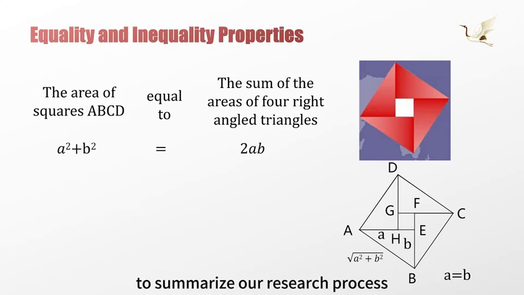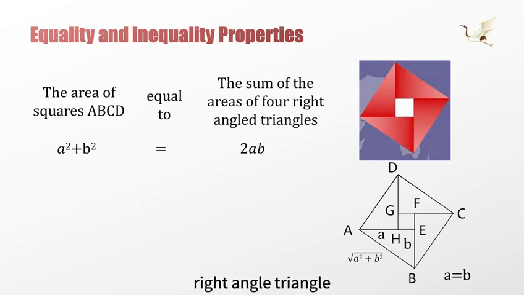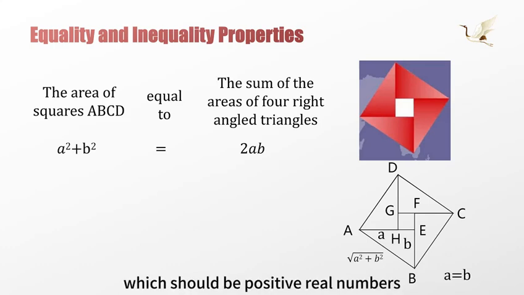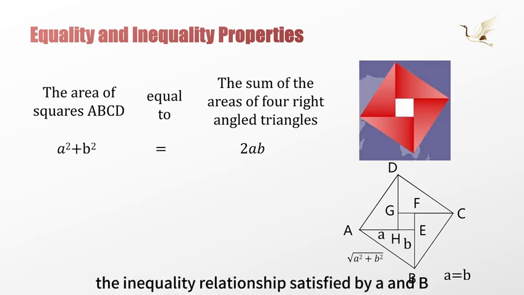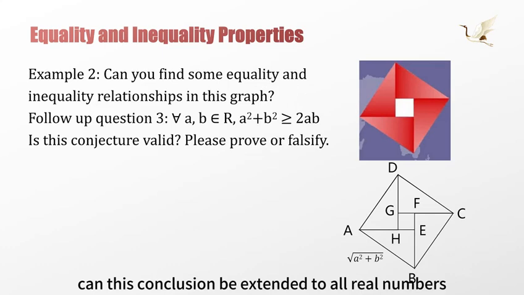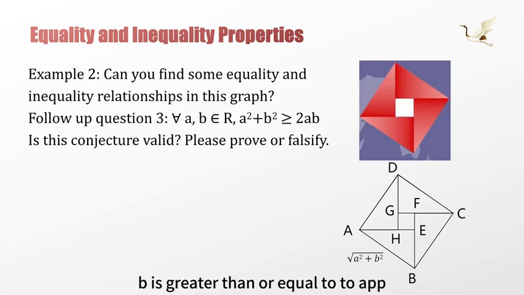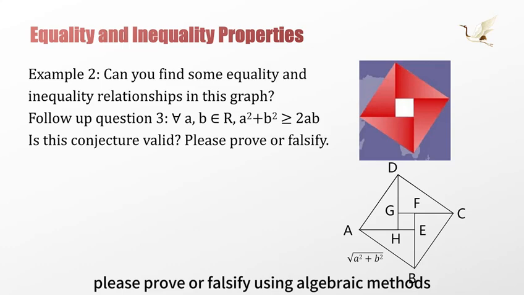To summarize our research process, a and b are the leg lengths of a right-angled triangle, which should be positive real numbers. The inequality relationship satisfied by a and b is that the sum of a squared and b squared is greater than or equal to 2ab. Can this conclusion be extended to all real numbers? That is to say, if any a, b belong to R, and a squared plus b squared is greater than or equal to 2ab, does this conjecture hold? Please prove or falsify using algebraic methods.